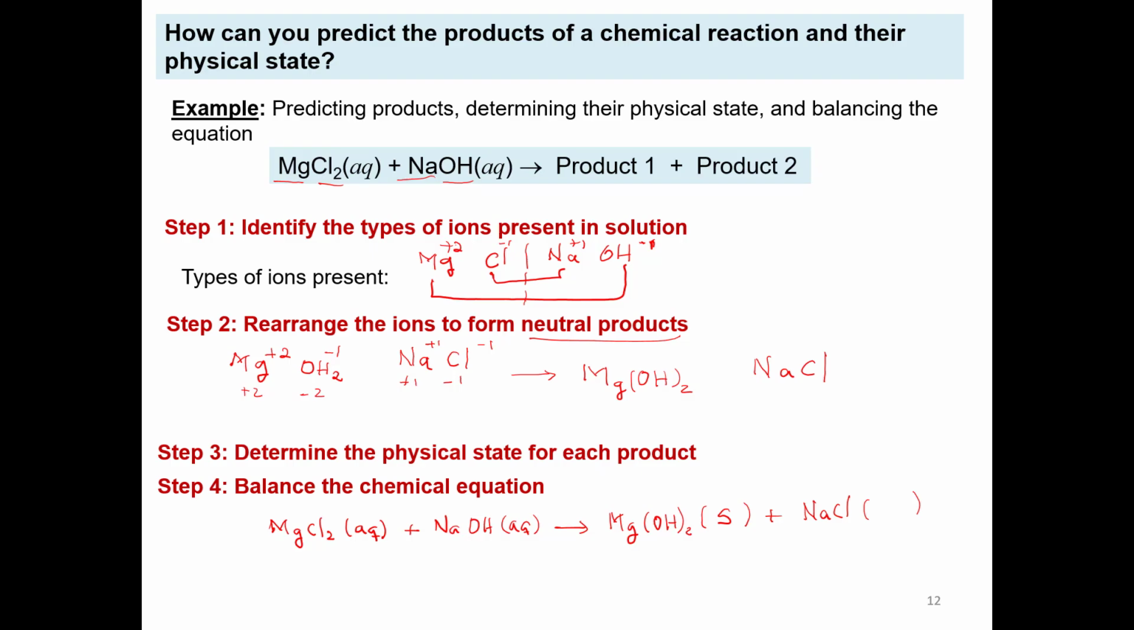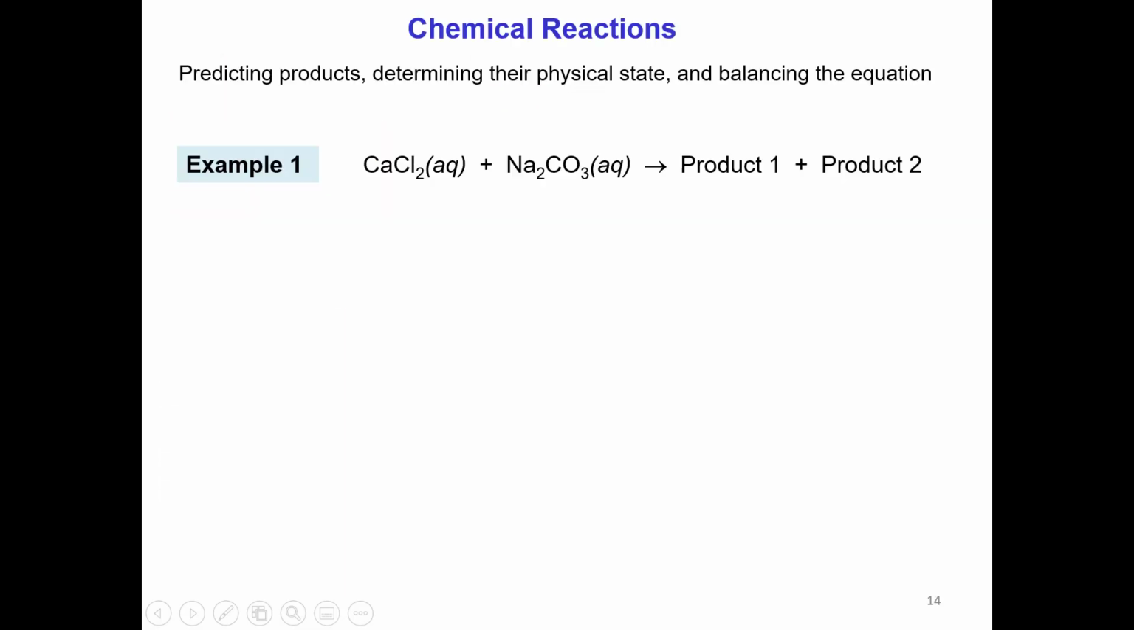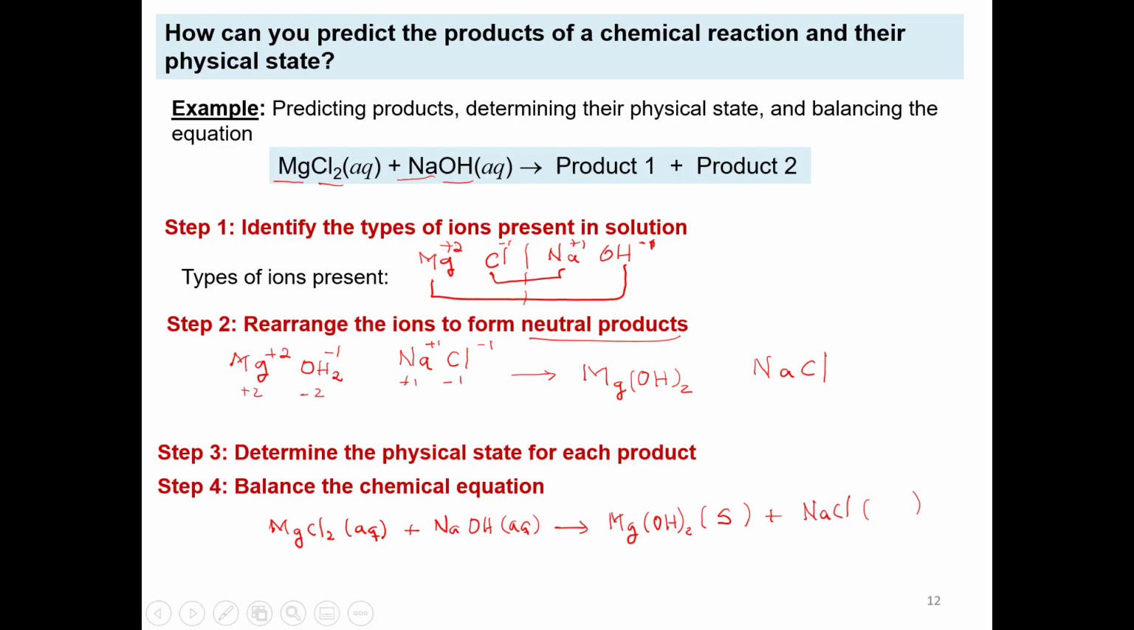In the case of the sodium chloride, we will do the same. Sodium chloride is A, which means it's AQ. Yes, it's AQ. Then we have AQ. And we're done with the third part.